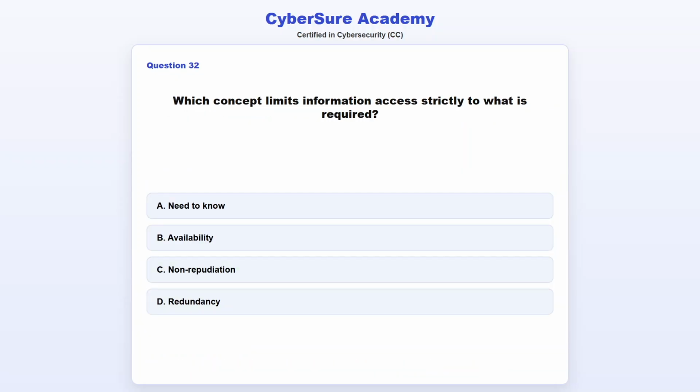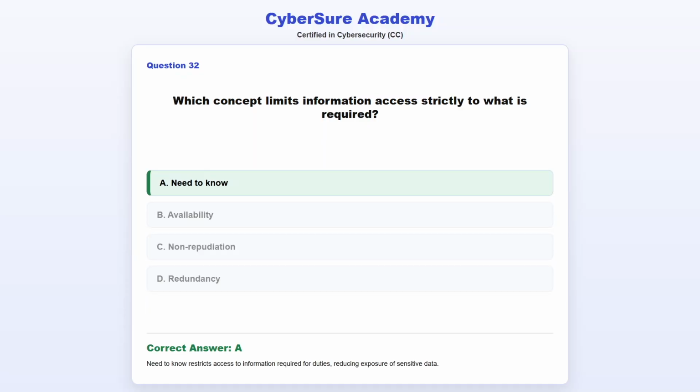Question 32. Which concept limits information access strictly to what is required? A. Need to know. B. Availability. C. Non-repudiation. D. Redundancy. The correct answer is A. Need to know. Need to know restricts access to information required for duties, reducing exposure of sensitive data.